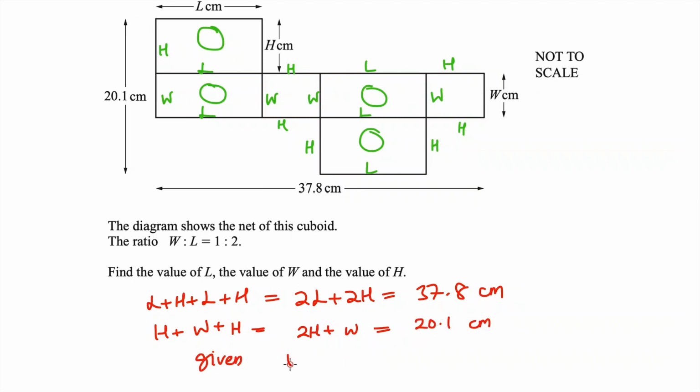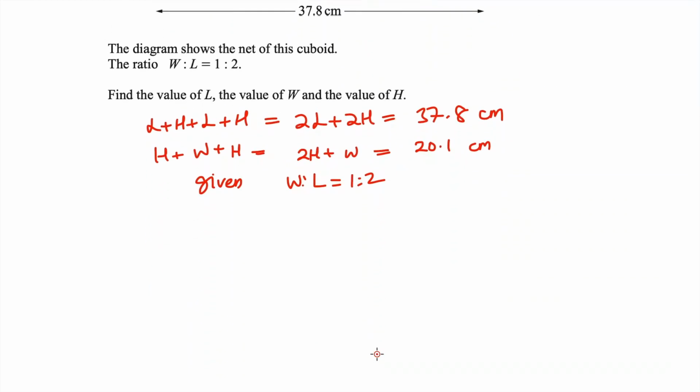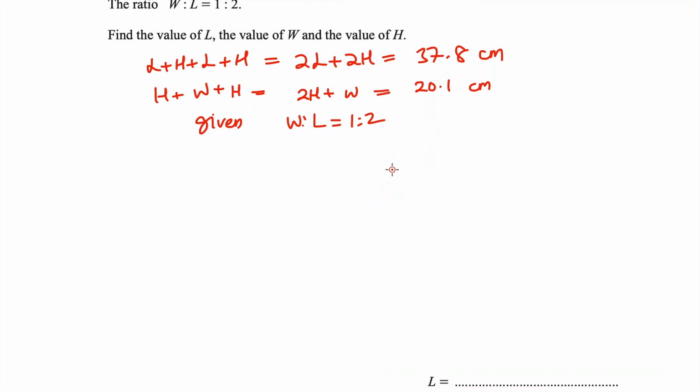Given W is to L is equal to 1 is to 2, and from here I can write, so therefore L is equal to 2W. And now what I'll do is I'll just substitute this in this case. So substitute it in this one.